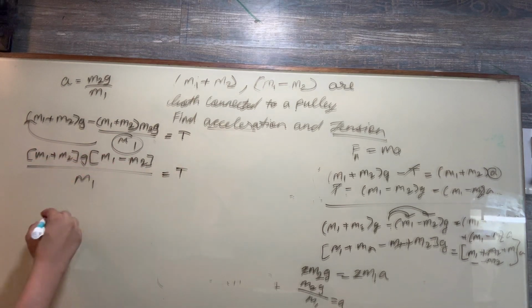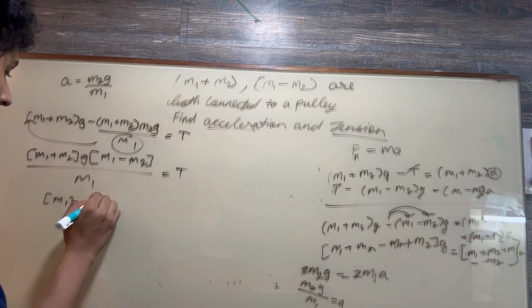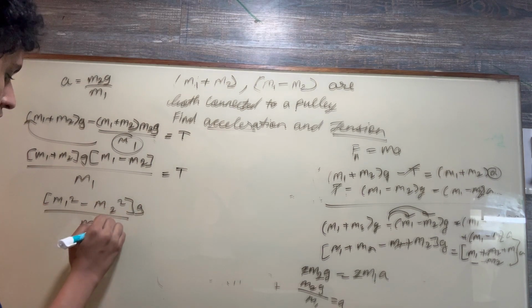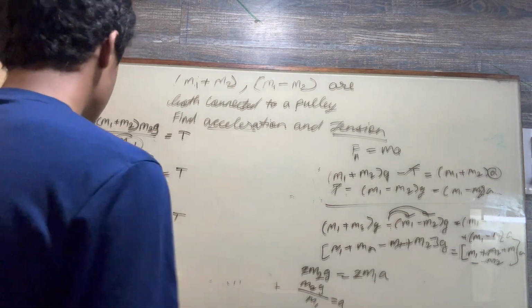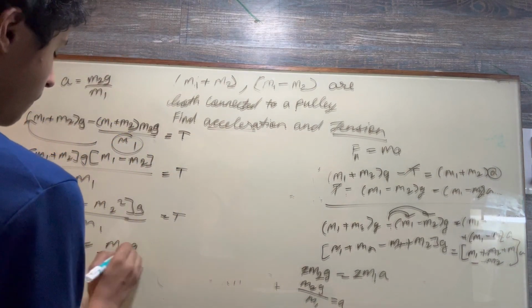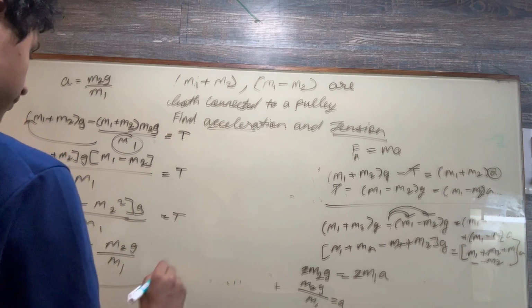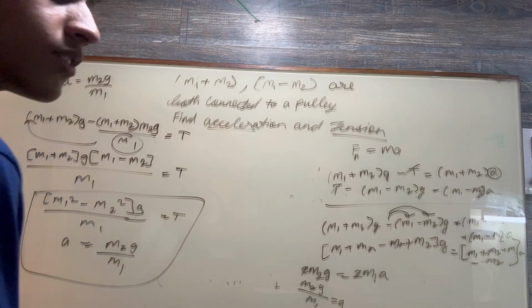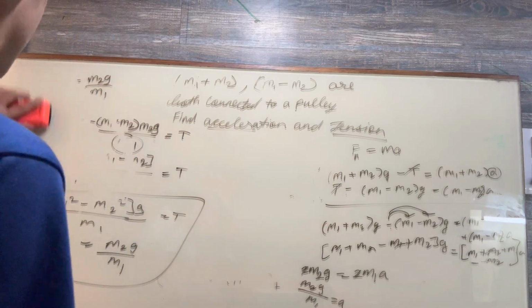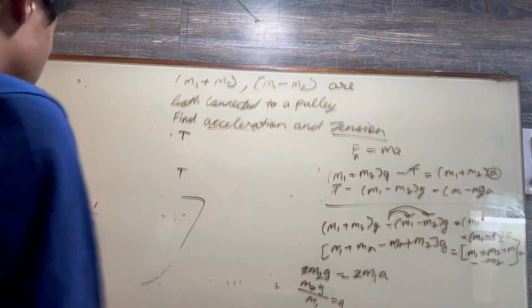So now (m1 + m2)(m1 − m2) we can write as m1 squared minus m2 squared, whole times g by m1, which is your answer for tension. So tension is equal to this, and acceleration is equal to m2g by m1. So this is the answer for this question. I hope you guys understood it. Let's solve one more question in this video.